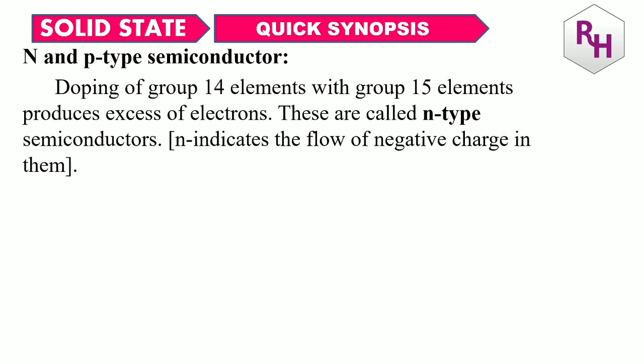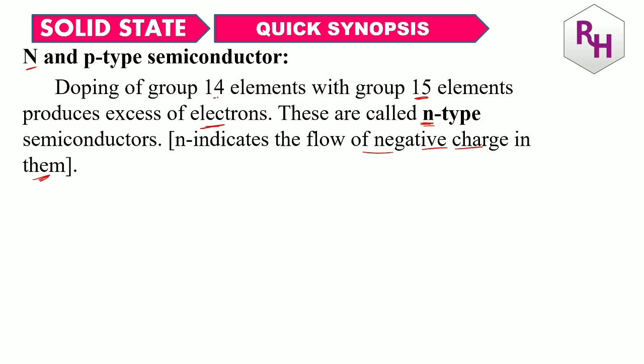Now N and P type of semiconductors. So very simple, N and P type of semiconductors. Doping of group 14 elements with group 15 results in an excess of electrons, that is called N. N means excess of electrons. N indicates flow of negative charge. So N means flow of negative charge. Hence it is an N type semiconductor.